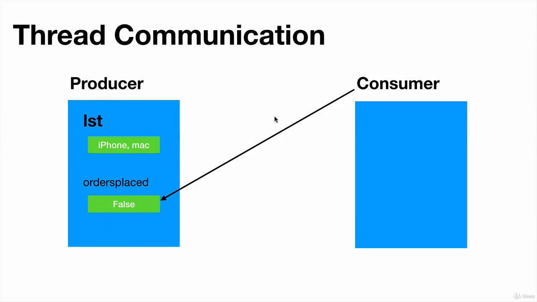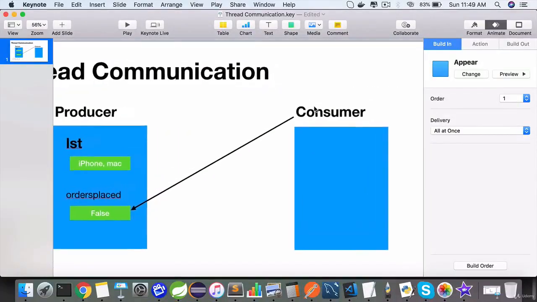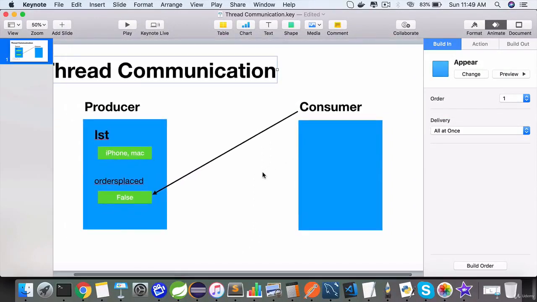One way to do this communication is to have a Boolean flag called orders placed on the producer thread. The consumer thread will be continuously checking if this flag is true. Initially, this flag will be false. Only when the producer thread has a list of orders, it will flip this flag to true. And the consumer thread will be continuously checking to see if this flag is true. If it is true, then it will take the list of orders from the producer thread, process them and ship them. So using a Boolean flag is one way of thread communication.